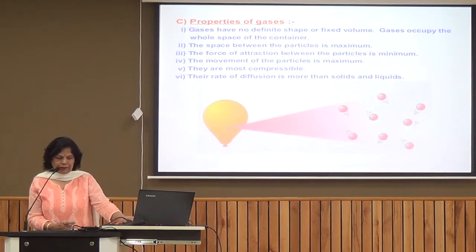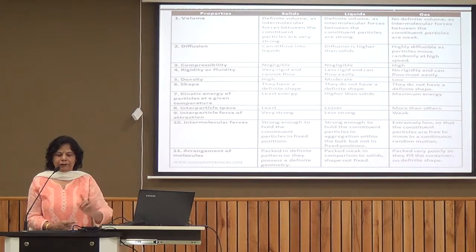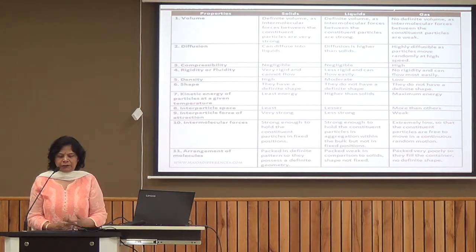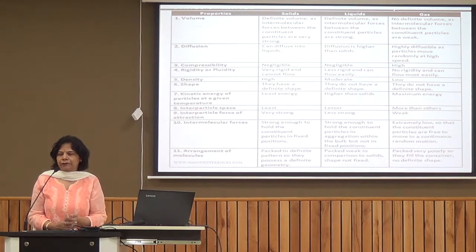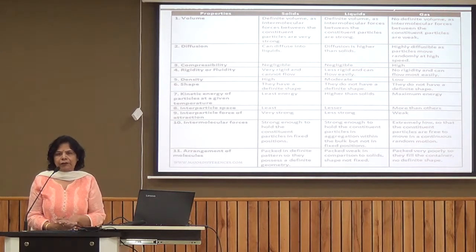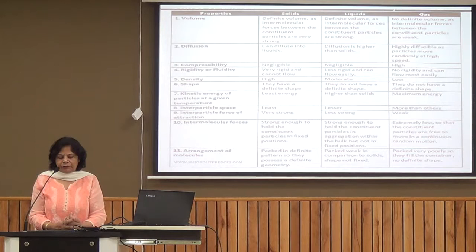So this way we can compare the properties of all three states of matter. You can see this tabular form where we can compare the three states of matter: solids, liquids and gases. As I said, in the case of solids it is a definite volume and a definite shape. In the case of liquids, it's a definite volume but no definite shape. In the case of gases, it's neither a definite shape nor a definite volume. Now talking about compressibility, solids have negligible compressibility, liquids also have very little compressibility or practically none, whereas gases have high compressibility.